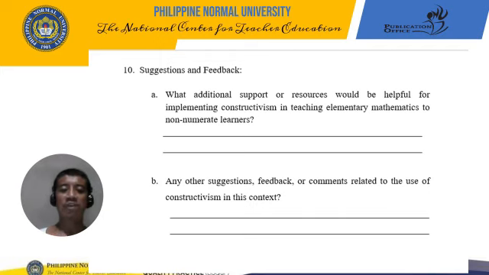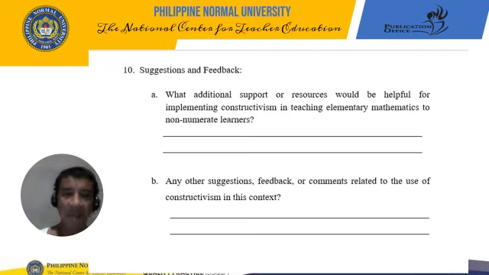What additional support or resources would be helpful for implementing constructivism in teaching elementary mathematics to non-numerate learners?